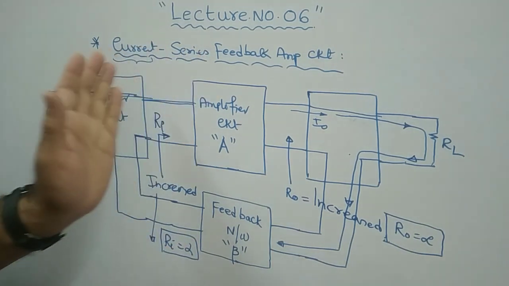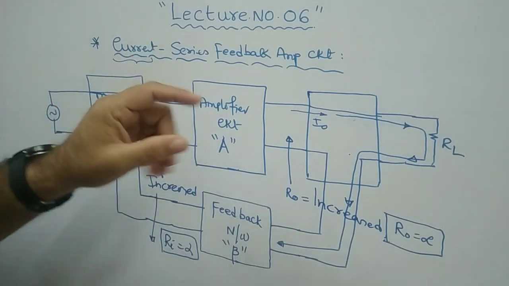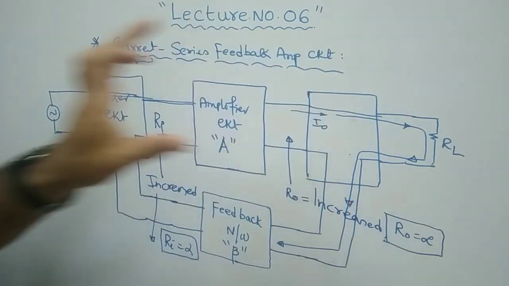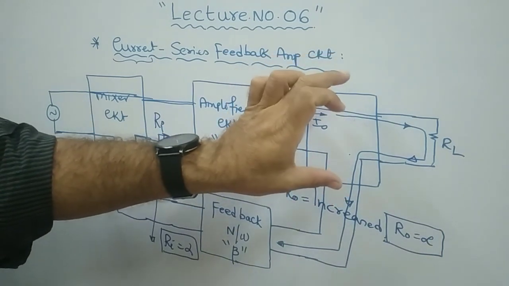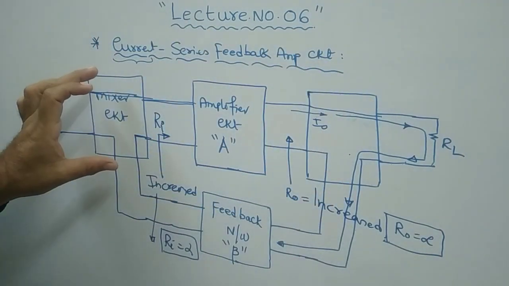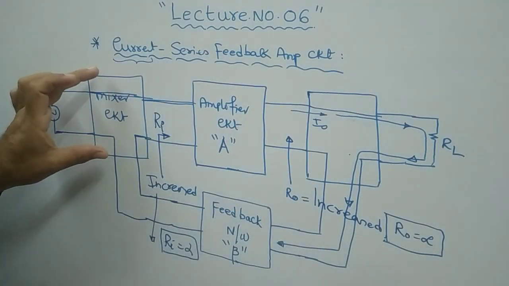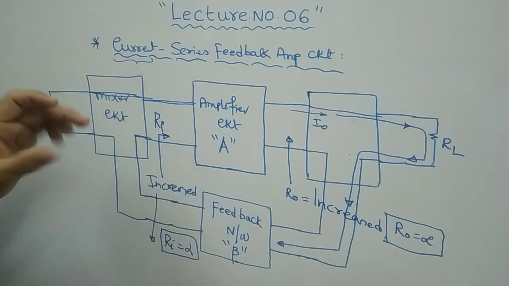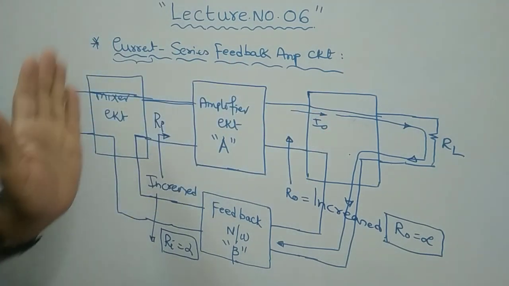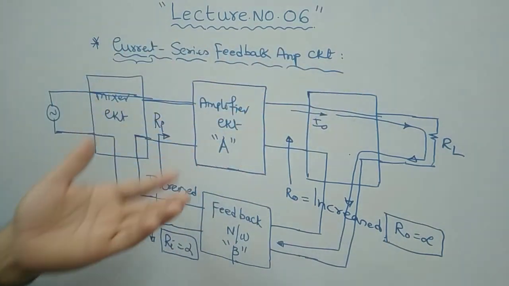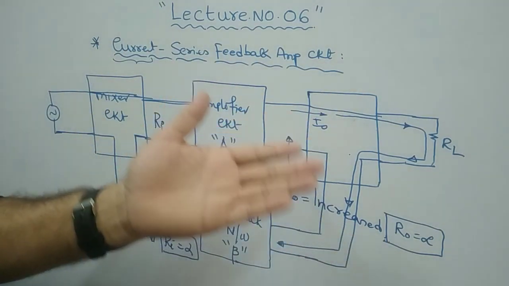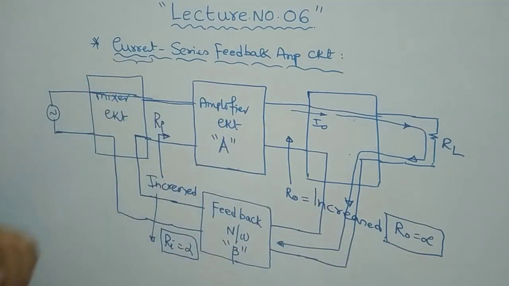Therefore, in the current series feedback amplifier, in order to get the current, the connection must be series. Therefore this is also called series connection. So both are series. The connection at the output is series, and you are giving again a series connection at the input. Because of the series connections, both your input and output impedances will be increased. Ideally speaking, both are infinite. Ri is infinite, R naught is also infinite. That is the current series feedback amplifier. I hope that you are getting it.